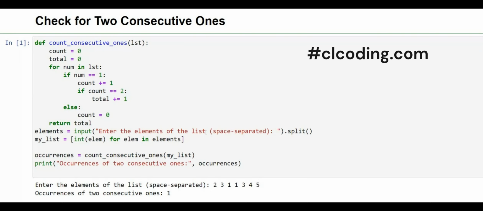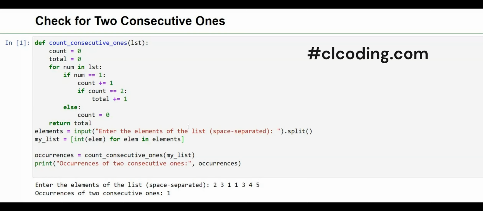Now for taking input from the user of the elements, we are using the input function and prompting: enter the elements of the list space separated. And as we are taking the value as a string, for separating each individual element, we are using the dot split function.